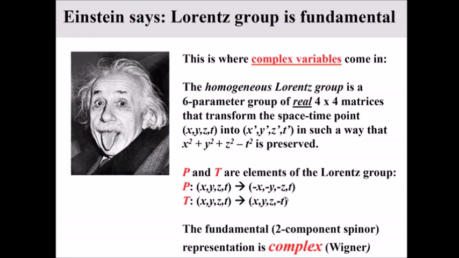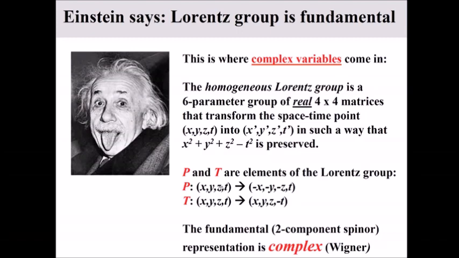Now already we can see in the Lorentz group that there are complex numbers. In fact, Wigner explained to us that if you want to describe fermions, for example, if you have a 2-component spinor, you have to use complex representations. But Einstein didn't know about that. He was just interested in coordinate representations, x, y, z, and t, a point in four-dimensional space.